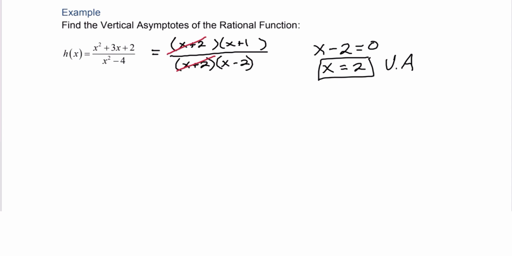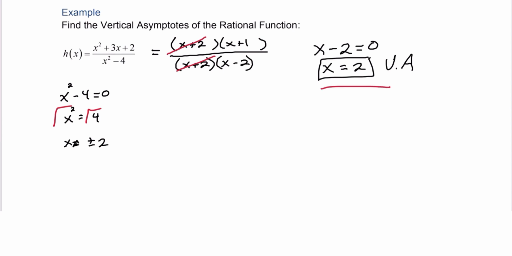Notice that this process is very similar to the process we use to find domain of rational functions. Recall, to do that, we set the denominator equal to 0. In this case, we can add 4 to both sides and then take the square root of both sides. And we get x is equal to plus or minus 2. So there are actually two restrictions to domain. One of those, x equals 2, is caused by the vertical asymptote.